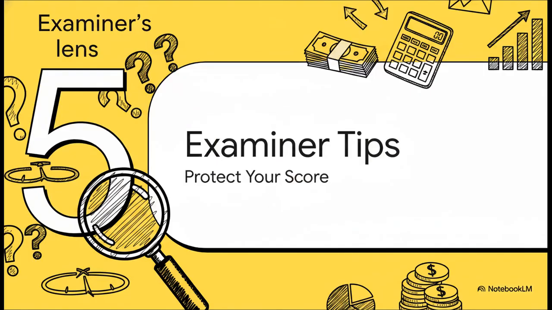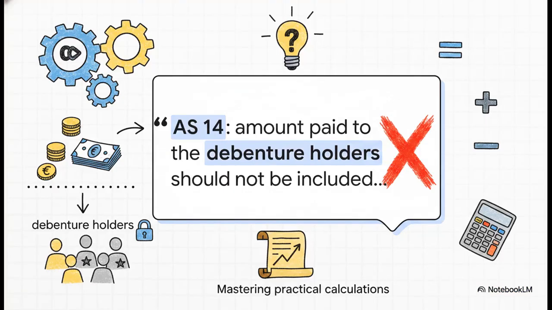Moving right along to Section 5, Examiner Tips and Pitfalls. Protect your score. Let's look through the examiner's lens for a second to see exactly where students unnecessarily lose marks, basically by anticipating the tricks hidden in the exam questions. For instance, let's step briefly into AS14, Accounting for Amalgamations. This simulated examiner's note highlights a massive conceptual trap.